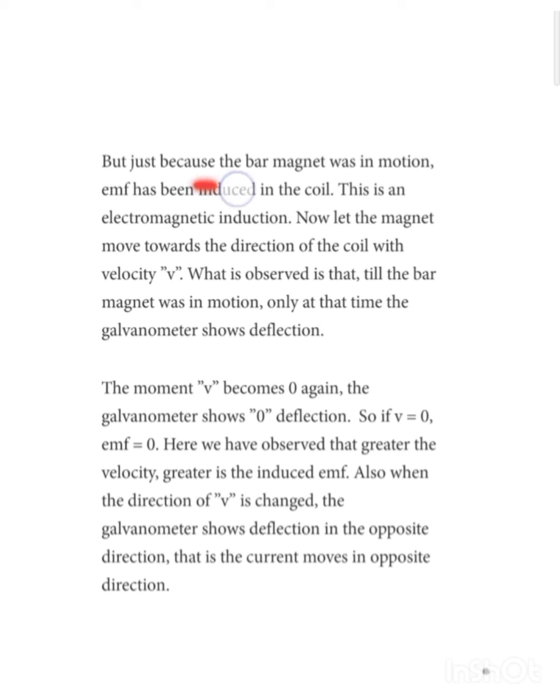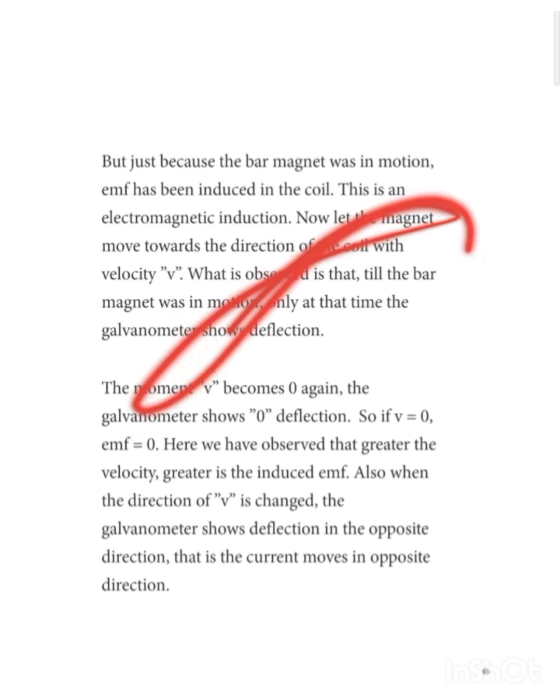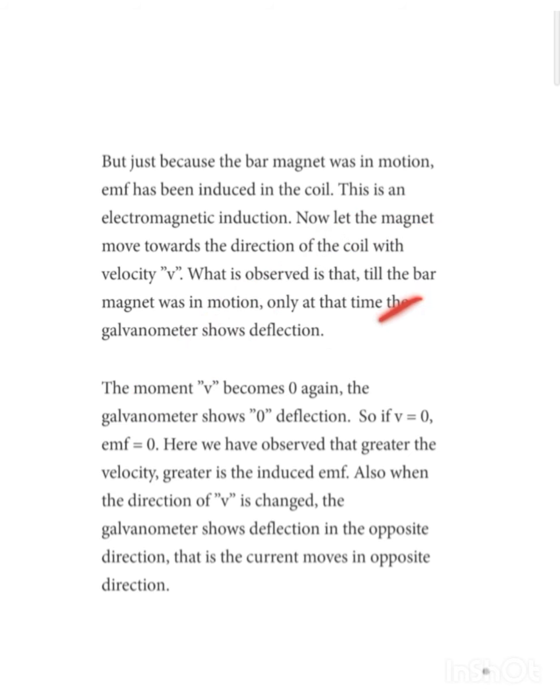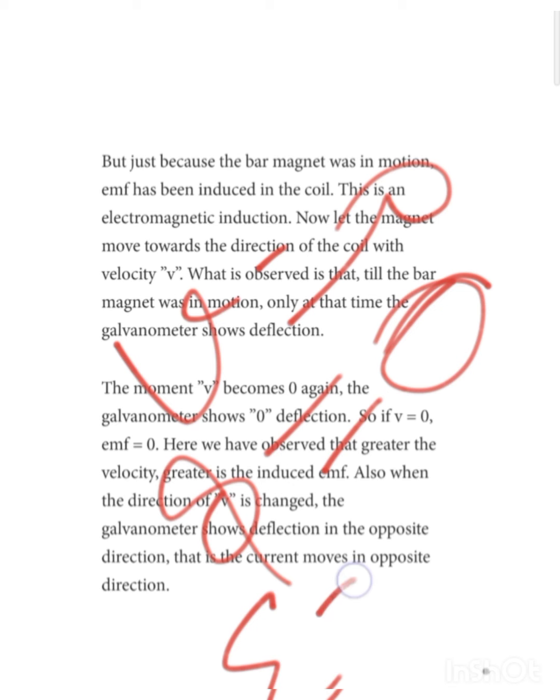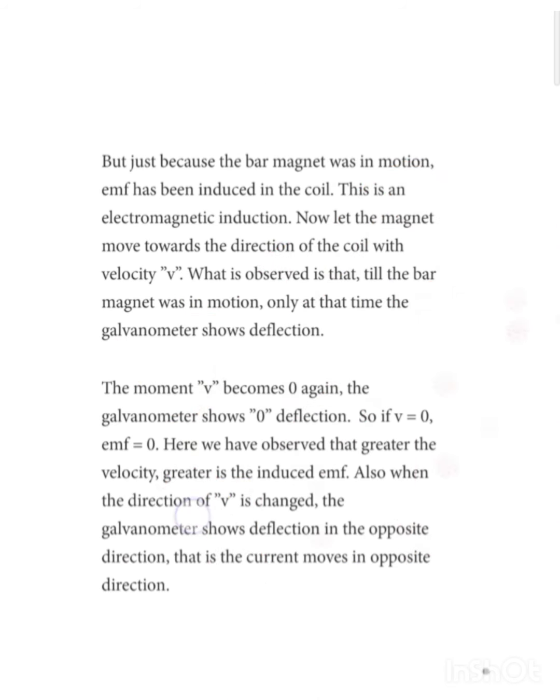So we can say if the bar magnet is in motion, due to this induced EMF is produced. What is observed is that till the bar magnet was in motion, only at that time the galvanometer showed deflection. If the galvanometer does not show deflection, it means that the value of velocity is 0. The moment v becomes 0, velocity becomes 0 again. If the galvanometer shows 0 deflection, it means that the value of EMF is 0, velocity is 0, phi is 0. It means that if the value of phi is 0, the value of induced EMF is also equal to 0.